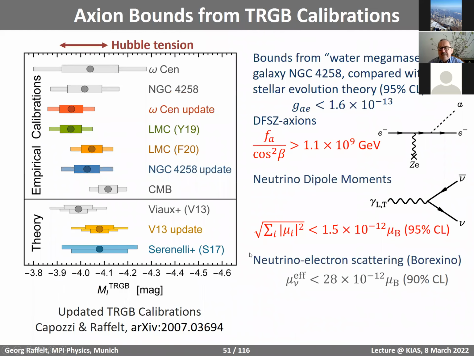Okay, so our take on this was like this: we use, for example, this NGC 4258 water maser brightness calibration and the latest theoretical models, and putting this together, we find, again, similar limits on the axion-electron coupling constant, or, for example, neutrino dipole moments, which are much more restrictive than, for example, the laboratory bounds. So these results together exclude by a very large margin that the XENON1T anomaly could be explained by solar axions.